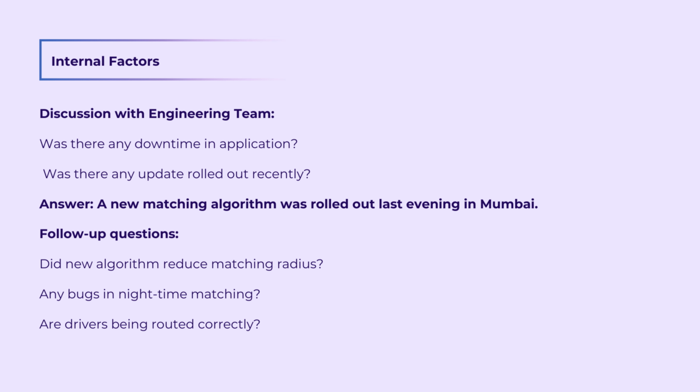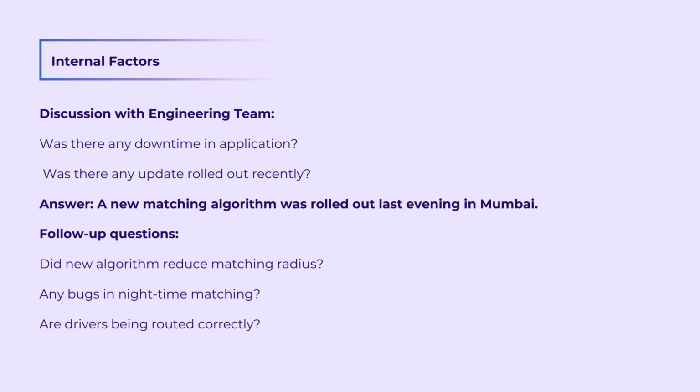So now let's look at some internal factors. We can ask engineering teams some questions regarding the application. Was there any downtime in the application? Was there any update rolled out recently? So here we can assume an update given by the engineering team, which is that a new matching algorithm was rolled out last evening in Mumbai. We can ask some follow-up questions regarding this.